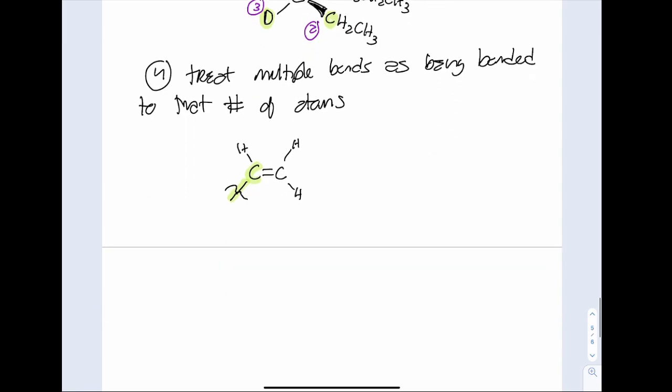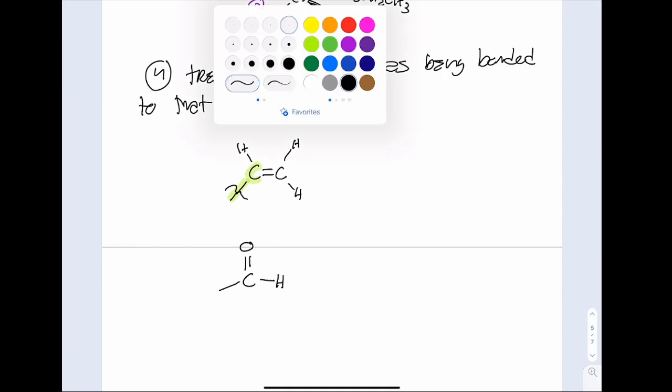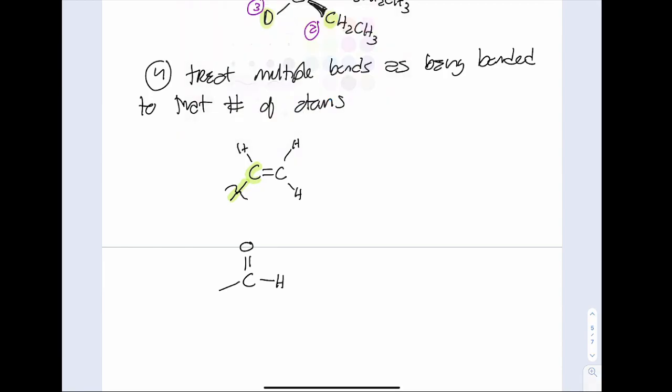If I had a carbonyl, remember a carbonyl is a double bond to an oxygen. So let's say I have an aldehyde functional group. And again, this is where I'm attaching it to my chiral center. So I'm looking at this carbon, and I'm going to think of that carbon as being bonded to 2 oxygens and a hydrogen. So the atom that has that multiple bond is being bonded to that number of those atoms.